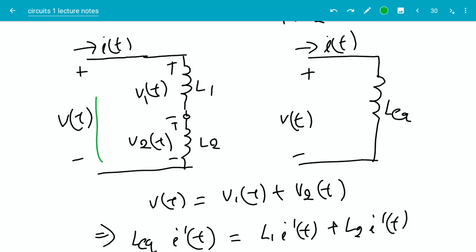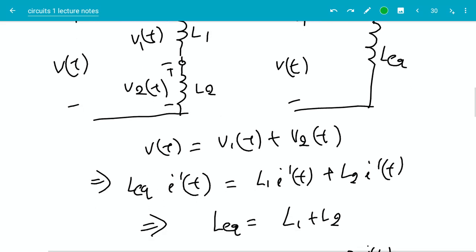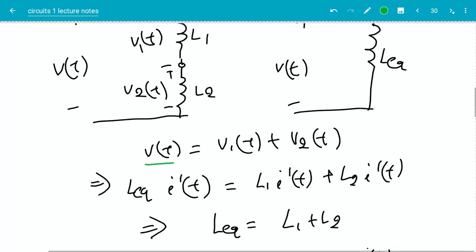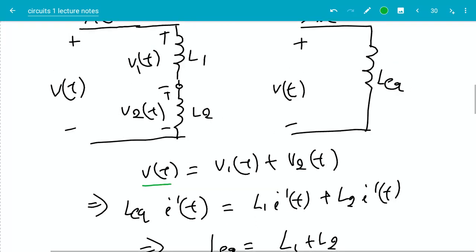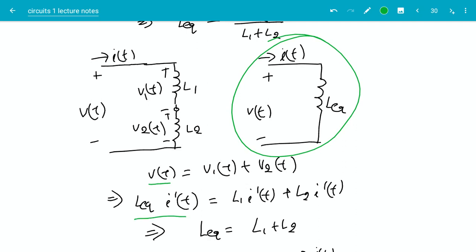Now, if I write a KVL in this loop, I get V of t will be equal to V1 of t plus V2 of t. Again, according to the inductor equation, I'm applying the inductor equation here. I get V of t is equal to L equivalent times I prime of t.